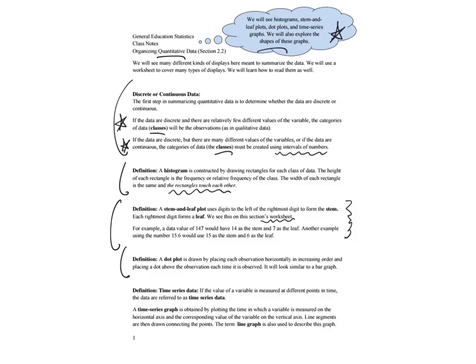The definition of a dot plot: it's drawn by placing each observation horizontally in increasing order and placing a dot above the observation. It is similar looking to a bar graph, so we will see those in the notes as well. Time series data and time series graphs are defined down here. The data itself is time series data if it's measured at different points in time. And a time series graph is simply a graph of some time series data. And I do use the term line graph on that worksheet, so don't get confused with that.